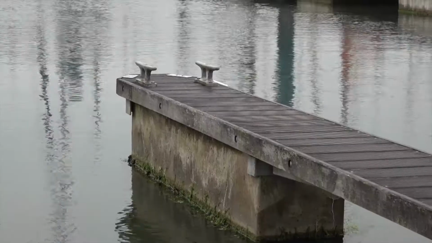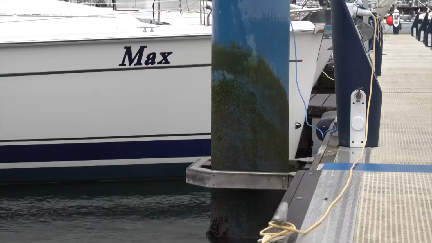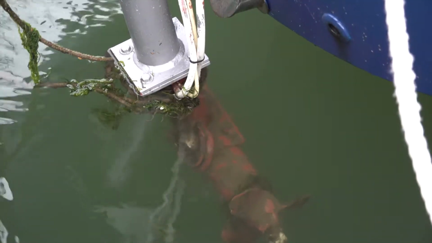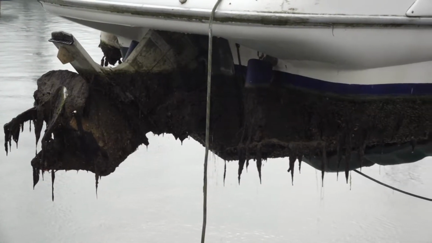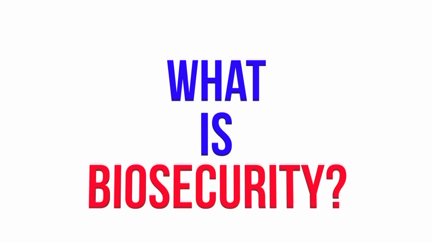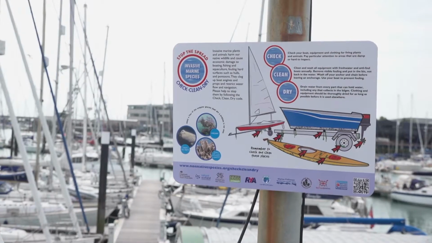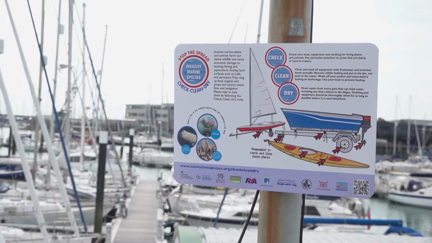Invasive species can cause problems for marine operators and their users as they cause increased biofouling on structures such as pontoons, moorings, props and boat hulls, and they can be very difficult and costly to remove. What is biosecurity? Biosecurity is about having procedures or measures in place in order to reduce the risk of introducing or spreading harmful invasive animal or plant species.